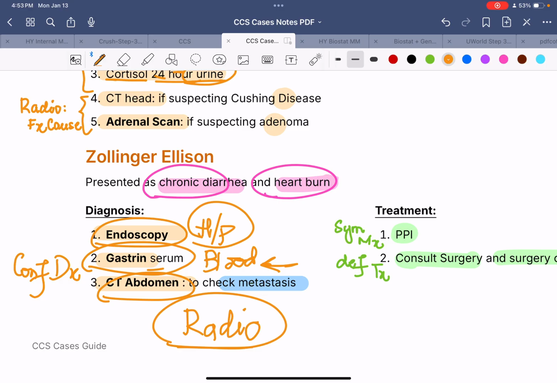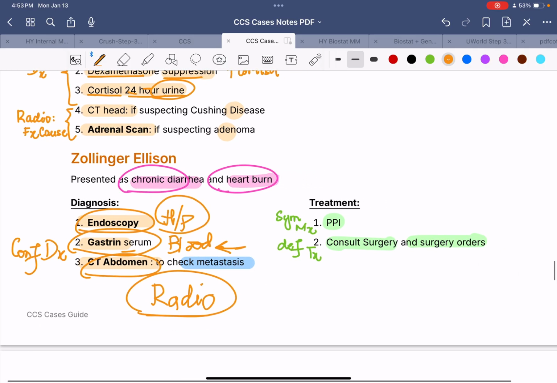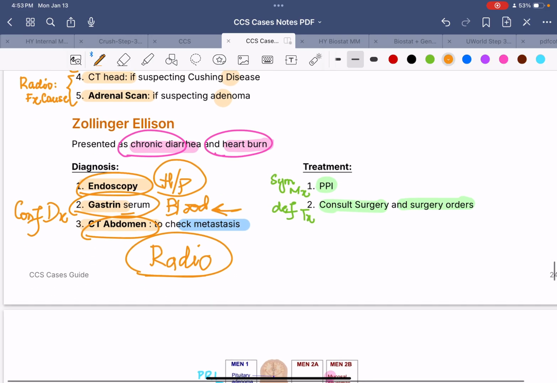So symptomatic is that you need to control the extra acid that is being produced. So that you can do by administering a PPI, pantoprazole. Next off is the definitive treatment, which is the removal of the tumor. You're going to consult surgery and do the pre-surgical orders of NICE PT: NPO, informed consent, C for cefazolin, E for EKG, P for PT, APTT, and then T for blood transfusion and cross match.